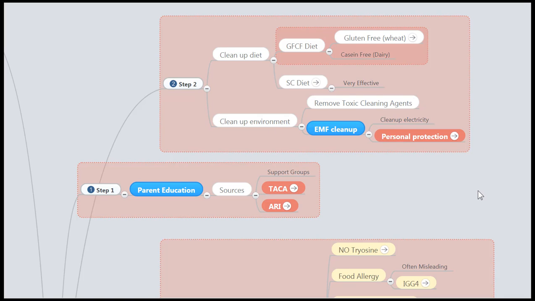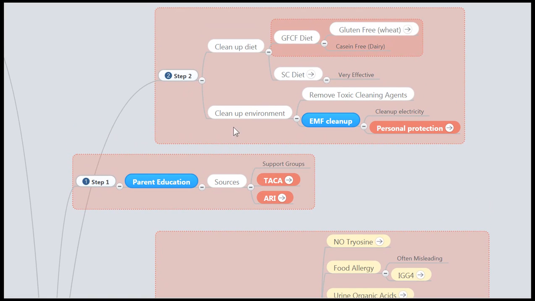The next thing you want to do, because these children do not detoxify very well, is clean up your house. A lot of EMF in our houses now, electromagnetic force from computers and what have you. And there are devices you can get that you can plug into your wall that will knock those down. There's a little meter, you can read that. And then you can get personal protection.